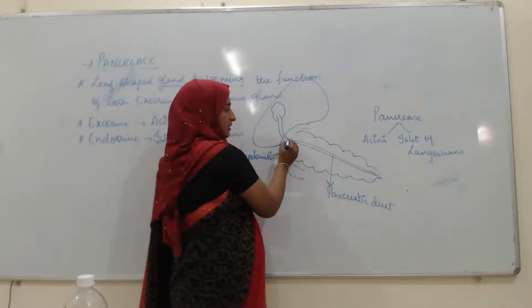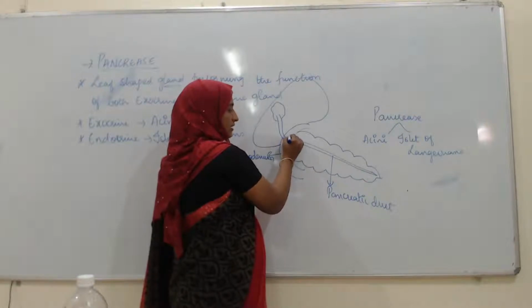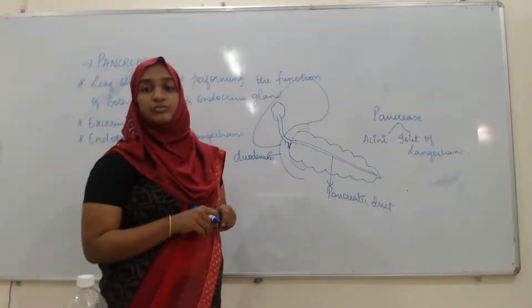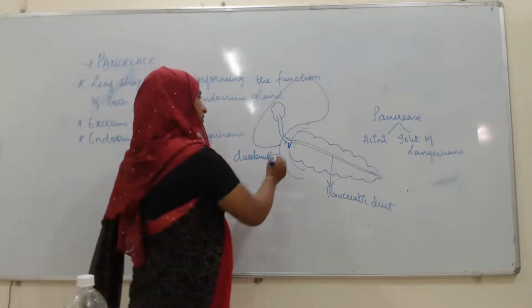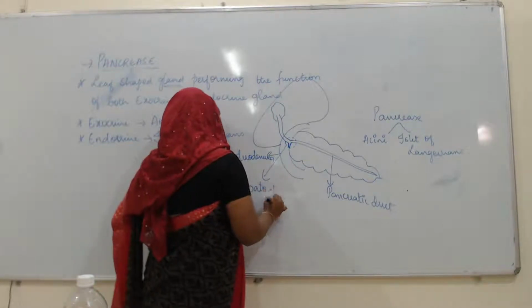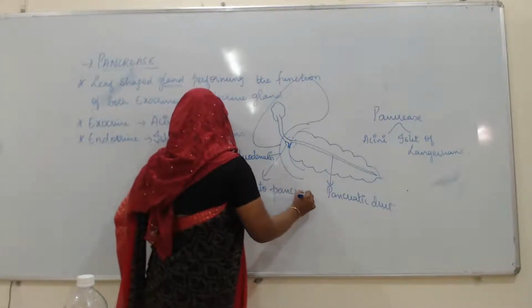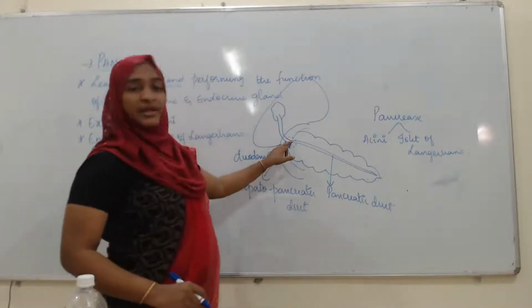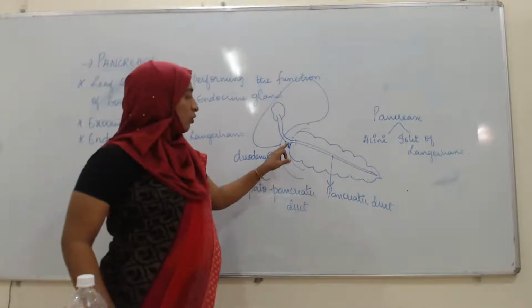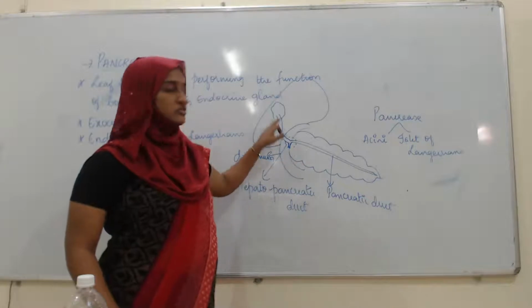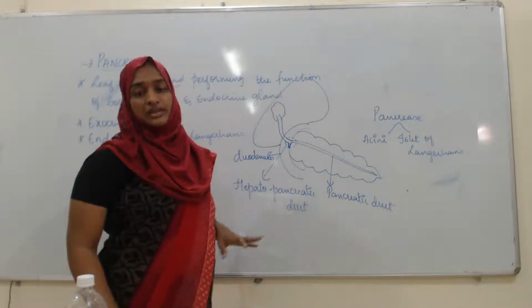This is the gallbladder. It will open through a common duct, and this common duct is where both the bile duct and pancreatic duct are going to meet. That particular duct we can call the hepatopancreatic duct. What is it? Hepatopancreatic duct. So this hepatopancreatic duct will open into the duodenum, where it is going to secrete the pancreatic juice as well as the bile juice together.